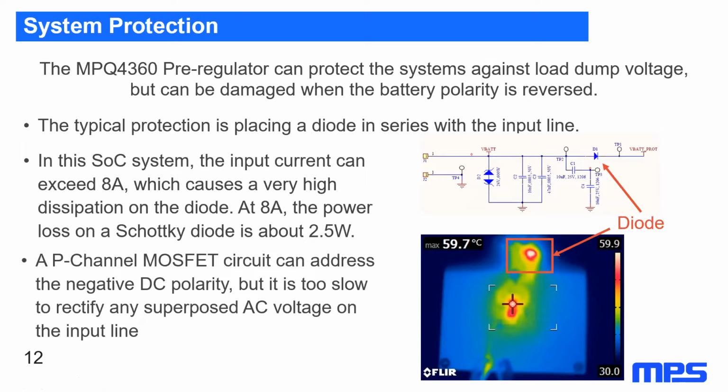All the automotive ECUs need to pass a certain amount of tests, and one of these tests is to superpose an AC voltage on the input line. This AC voltage can sweep from a low frequency of a few hertz up to about 100 kilohertz. At about 5 kilohertz or so, this P-channel FET circuit is too slow to turn on and off, so it can no longer rectify the negative currents, and it can risk damaging our ECUs.